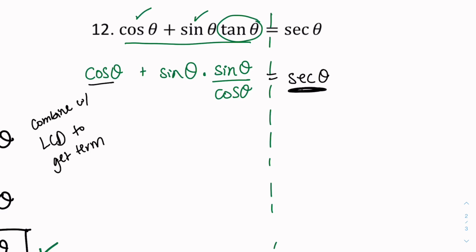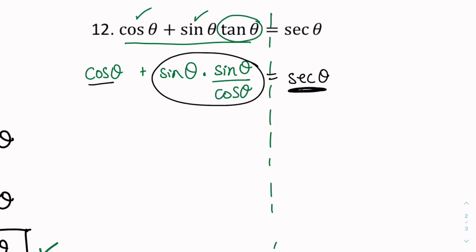So you're saying, okay, Ms. Nami, I don't know what you're talking about. Sorry, I'm jumping the gun a little bit. Let me show you what I mean. So let's handle this guy over here. It's sine times sine over cosine.